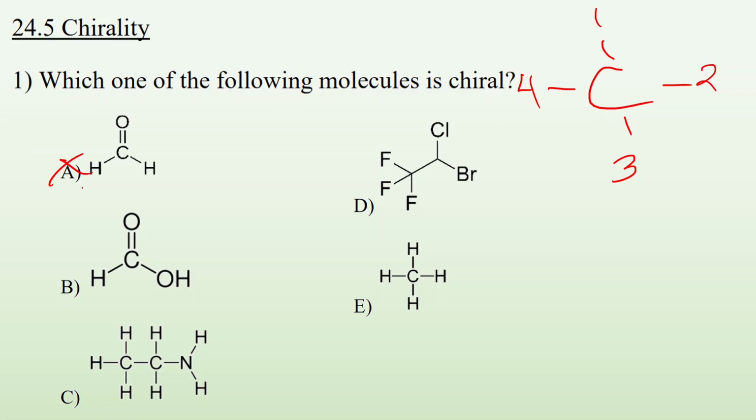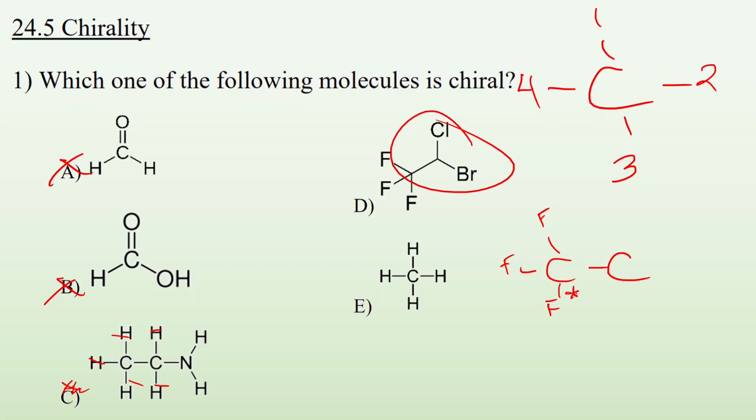Well, it ain't going to be A. It ain't going to be B. Let's see. Ain't going to be C, because this carbon has 1, 2, 3 identical groups. This one has 2 identical groups, so it can't be that one. Ooh, what's going on with this carbon? That carbon right there is connected to a carbon that's got 3 fluorines. So this carbon is definitely not chiral.